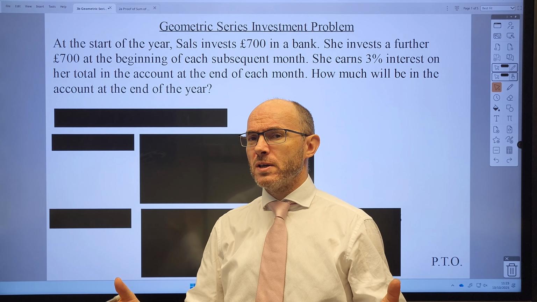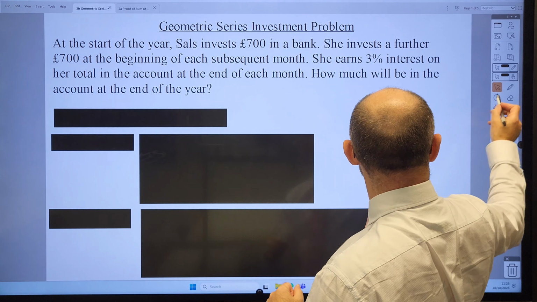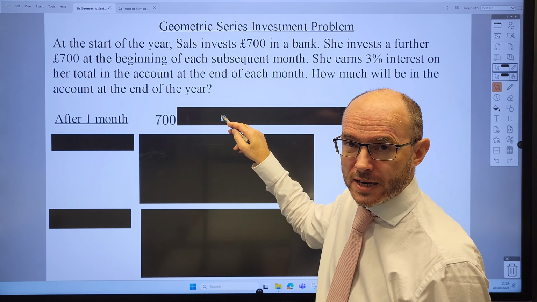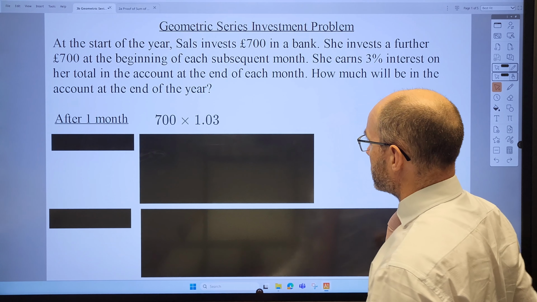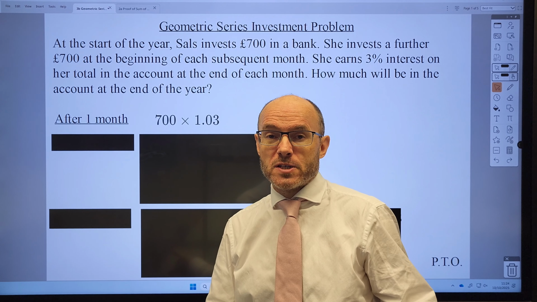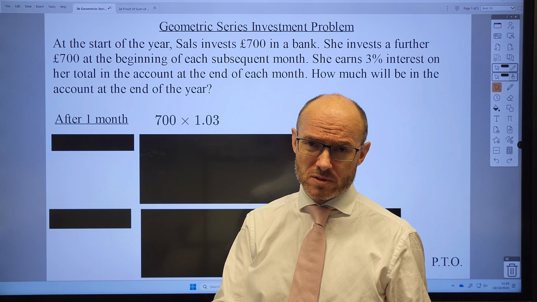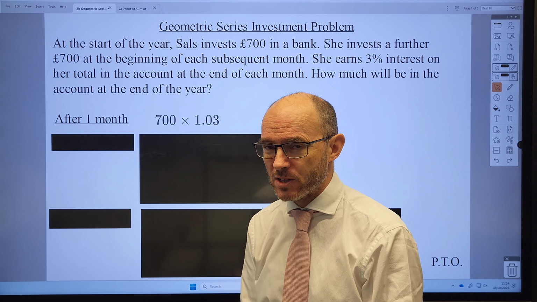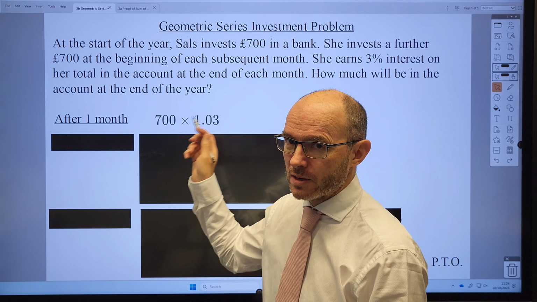So before we read on, let's just work out how much she'd have at the end of the first month. She's investing £700 at an interest of 1.03, 3% interest, so multiplied by 1.03, you get your investment at the end of the month. Now, we don't need to work out what that is. It's going to be a number, of course, but we don't really need to know what it actually is, as you'll see in the context of the question. So that's our calculation for the end of the first month.